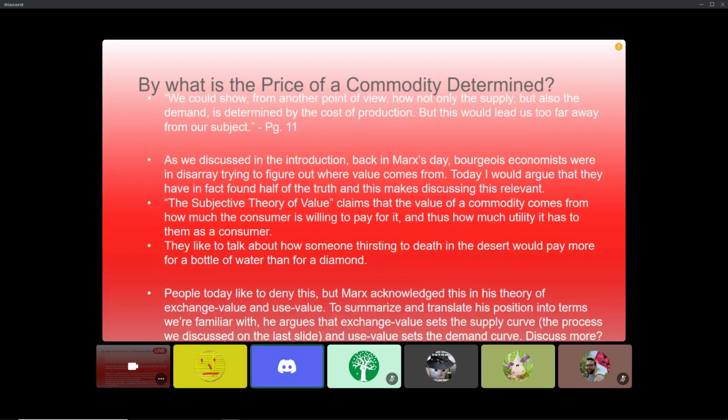And then use value, that utility to you as a consumer, sets the demand curve. You're going to be willing to exchange a tenth of an hour of your labor for a Starbucks coffee. You're probably not willing to exchange 4 hours of your labor for a Starbucks coffee, if that makes sense. So that utility in relation to the utility of other objects which you can acquire with your labor sets the demand curve. So there's some Economics 101.